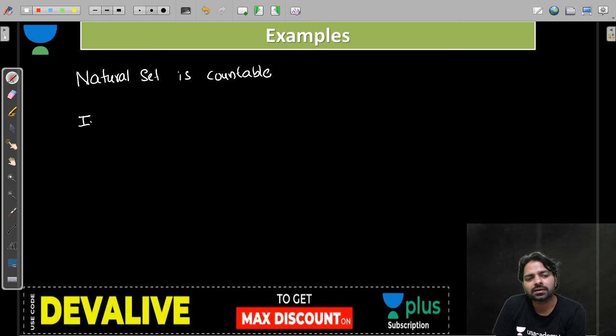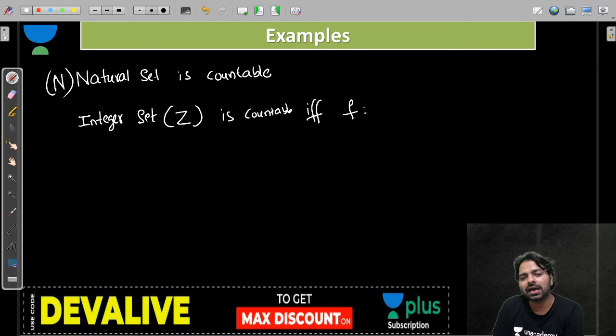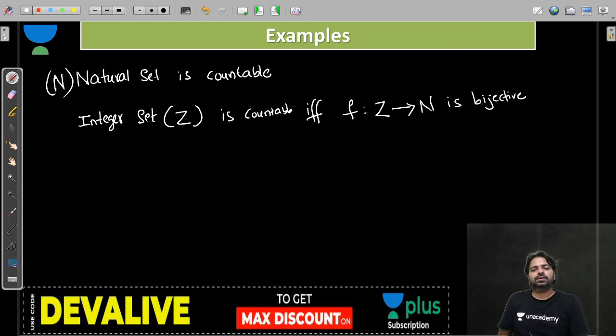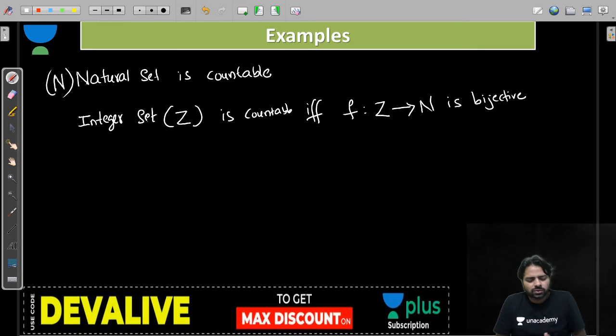Now I want to prove the integer set is countable. That is also a well known set. What is the integer set? You can represent it as Z, and the natural set you can represent as N. Why is the integer set countable? I have to prove the integer set is countable, if and only if I can show that f is a bijective function from Z to N. The integer set is countable if and only if f is bijective, from Z to N or N to Z, that's okay.